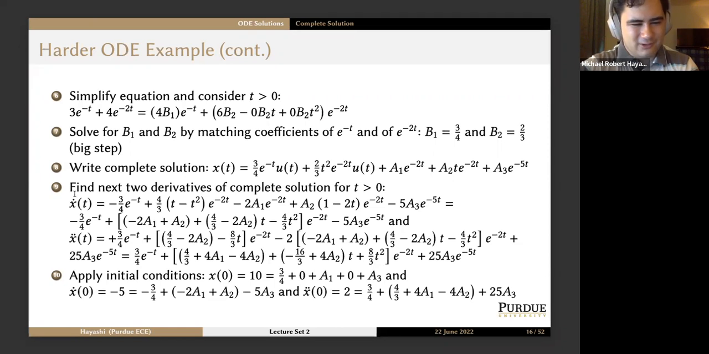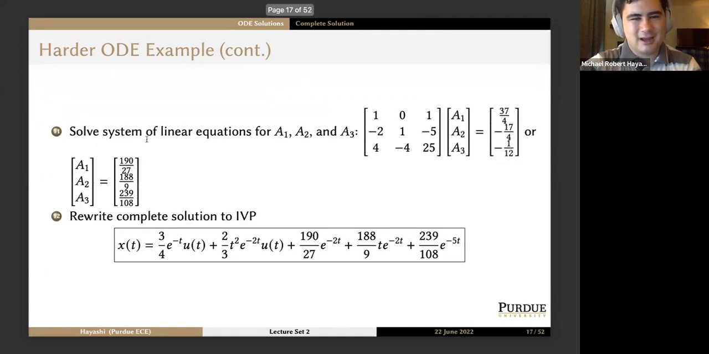And then you do more grouping, and you get x dot of 0 is equal to -5 is equal to this expression, and x double dot of 0 is equal to 2 is equal to this expression. We can move all the constants to one side, all the multiples of a1, a2, and a3 to the other side. Write it as a matrix because we're getting pretty exhausted at this point.